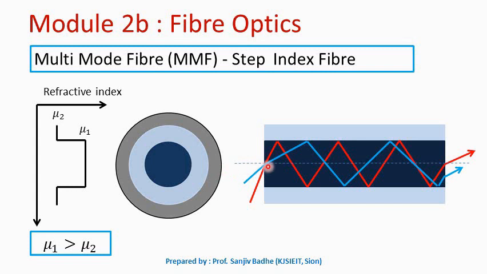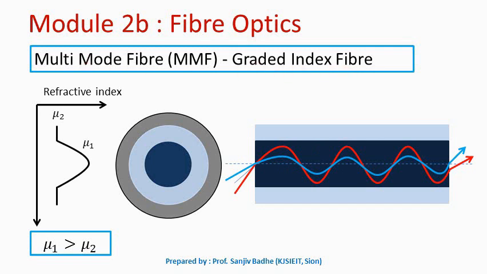So if you are transmitting the light rays in a particular sequence, they may not arrive at the other end in the same sequence. The different light rays entering at different angles will take different amounts of time to reach the other end. So this is a drawback of this step index fiber. The light rays will take different amounts of time to reach the other end, and this time depends on the angle at which they are entering into the optical fiber.